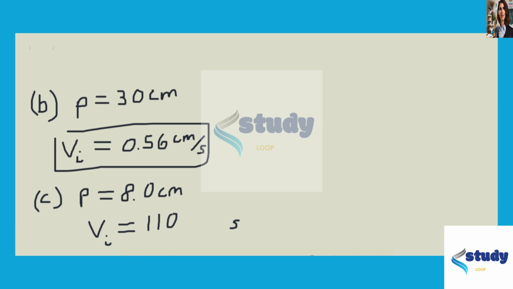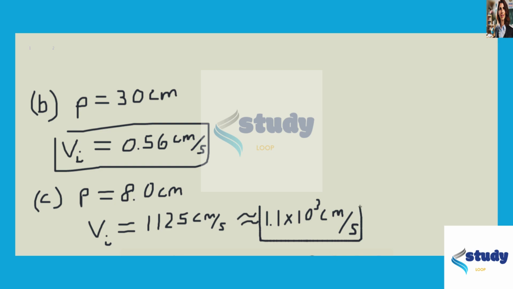Well, actually, let's go ahead and write the exact value. So this is 1,125 centimeters per second. But if we're doing 2 significant digits, we say that this is approximately 1.1 times 10 to the third centimeters per second. And we can box it in as our solution for C. And then finally, so it's starting to get really fast here.